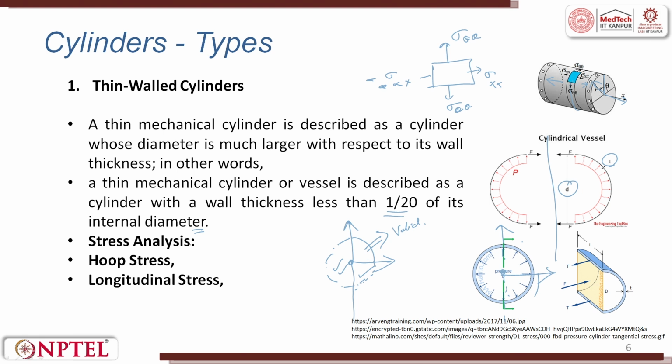So, stress analysis, then we have hoop stress. Hoop stress is defined as sigma is equal to P into R by T. The longitudinal stress is defined as sigma is equal to P into R divided by 2T. This is for longitudinal stress.